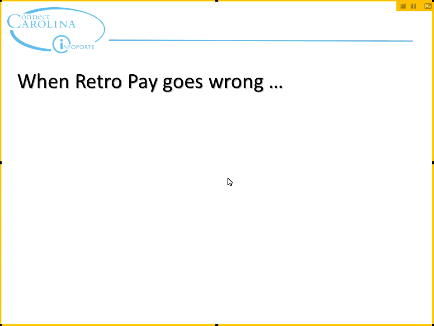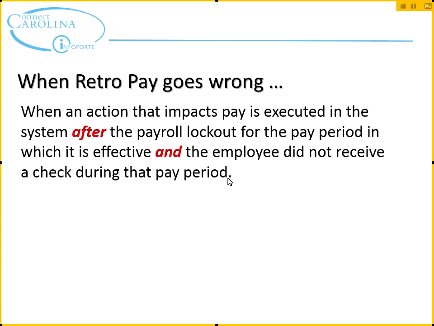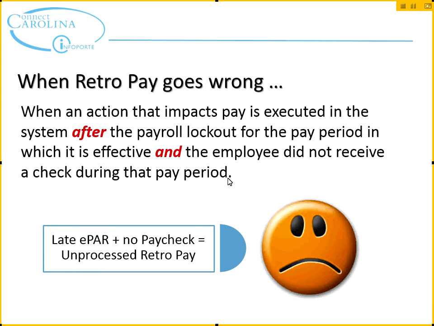I do want to talk a little bit about when Retropay goes horribly wrong. This can happen anytime an action that impacts pay is executed in the system after the payroll lockout for the pay period in which it is effective, and the employee did not receive a check during that pay period. So basically, a late EPAR with no paycheck for the pay period in which the action is effective means that Retropay does not happen automatically.